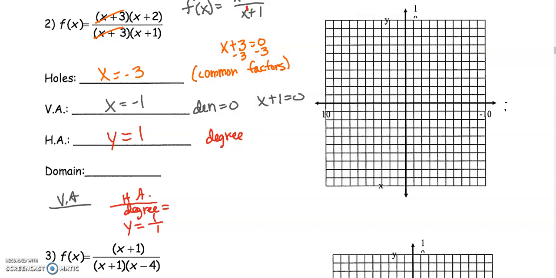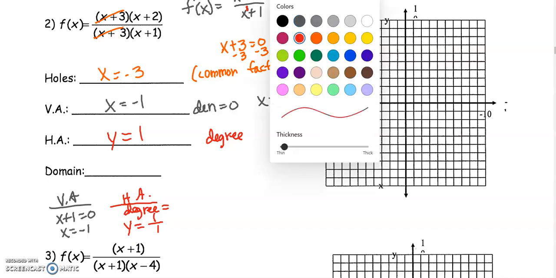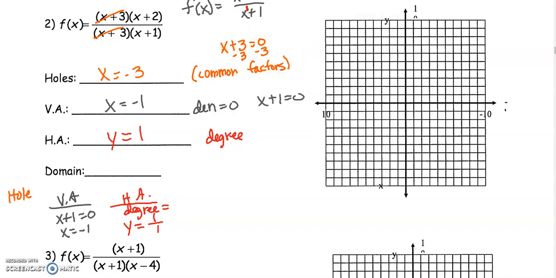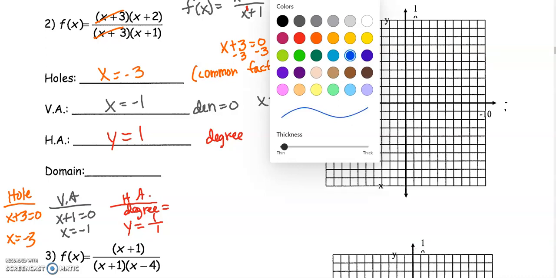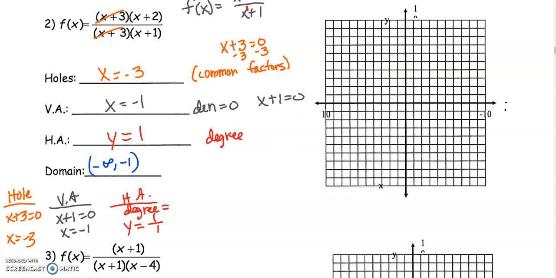Again, my vertical asymptote was the x plus 1 equal to 0, and my hole was the x plus 3 equal to 0. And then my domain is setting that denominator equal to 0, which was negative 1, so it's going to be from negative infinity to negative 1, and from negative 1 to positive infinity. So let's type this one into Desmos.